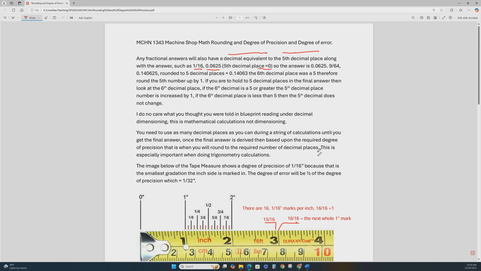More is better, trust me. You can always take more material off. You can't add it back. This is especially important when doing trigonometry calculations.